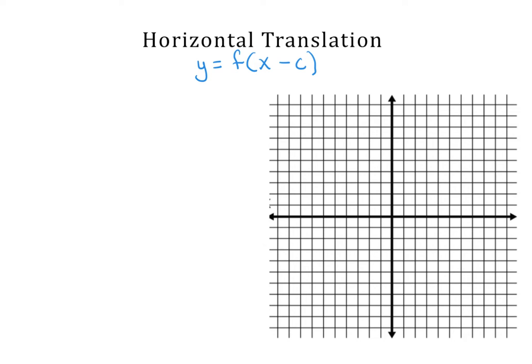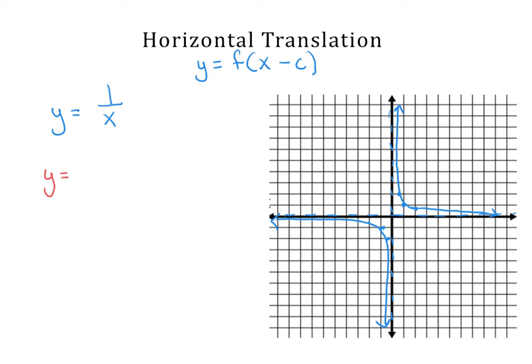Okay, so now a horizontal translation is when you are adding or subtracting inside the function. Vertical was outside of the function, horizontal is inside the function. So this time we're going to use this parent function y equals 1/x. So if you remember, it has vertical and horizontal asymptotes right at the x and the y axis. We have these points here, and then we can just sketch.